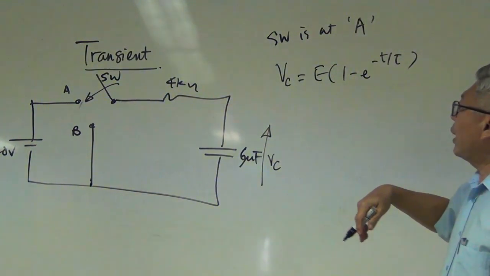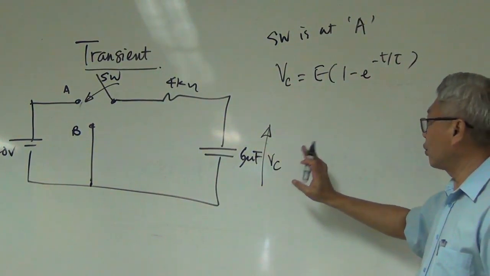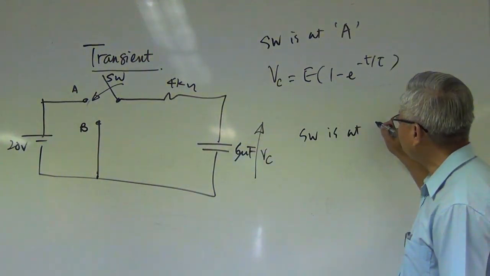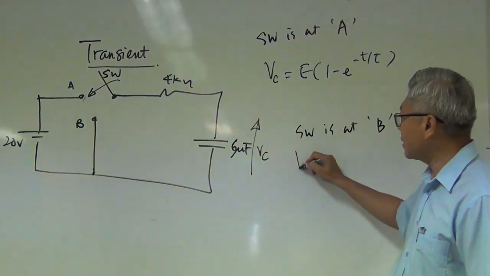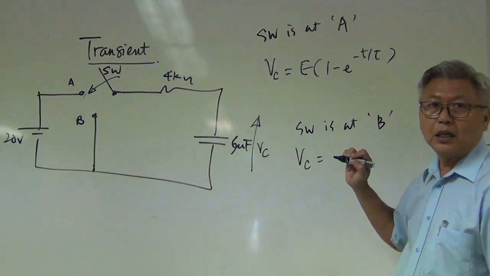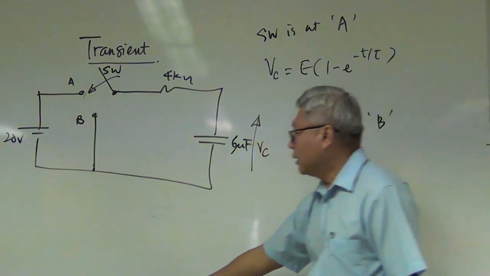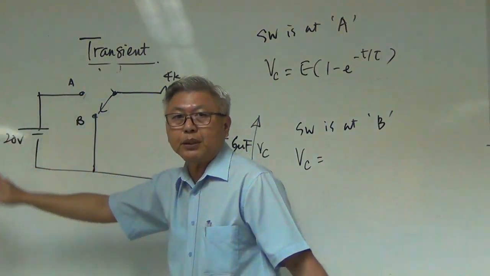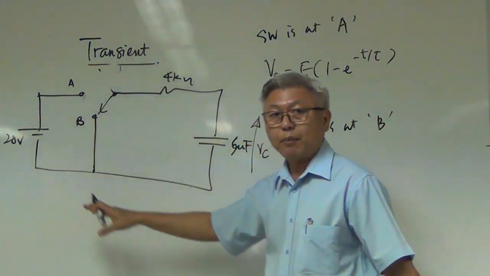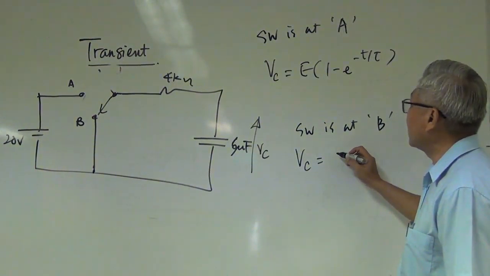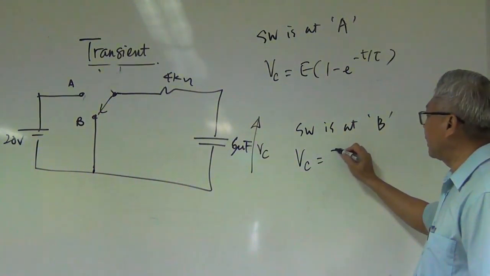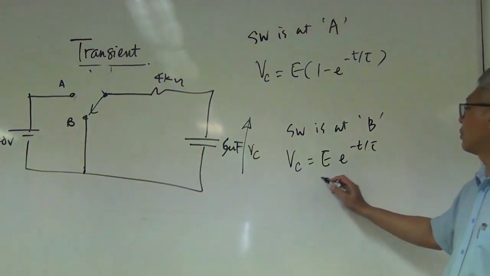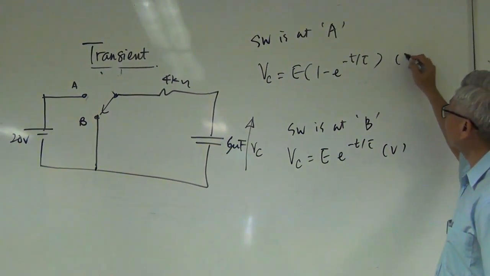Right? Then when the capacitor is already fully charged to 20 volts, I say, okay, now the switch is thrown to position B. I ask you to write me an expression of VC. So when it's at position B, your switch is now here, battery is already being disconnected, so your capacitor is now being discharged, so it is going to be 20 volt to 0 volt, so it's without a bracket. Without a bracket, right? So that's the expression.